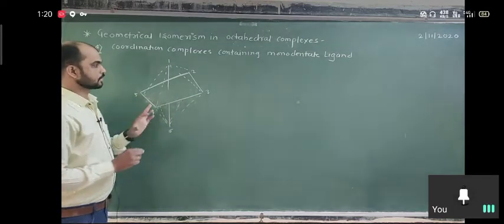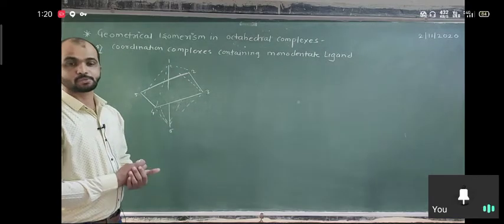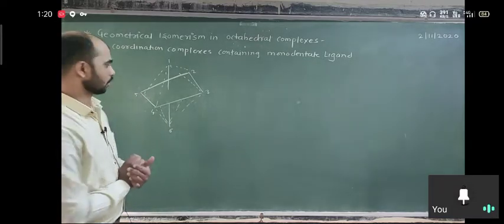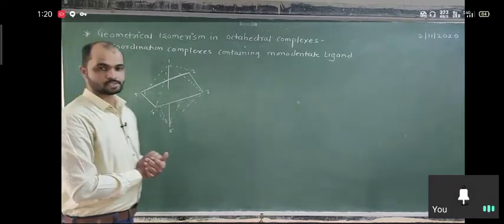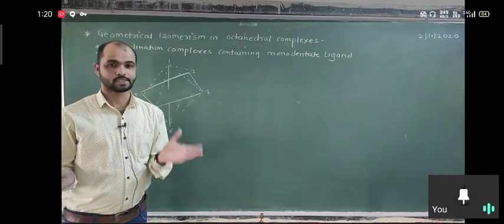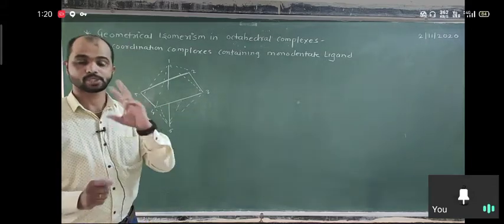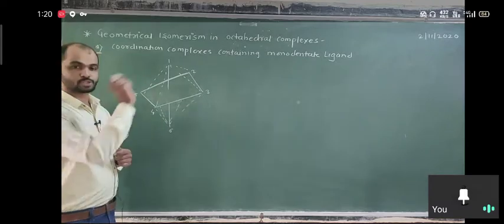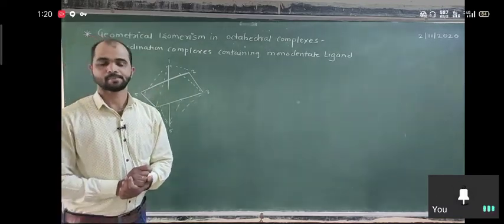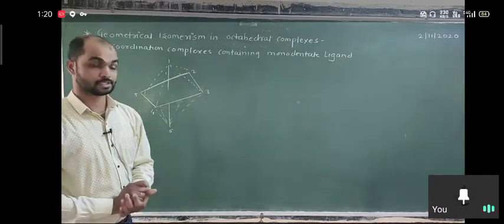Once you know the positions, you will easily relate which positions are cis to each other and which positions are trans to each other. You already know what cis is. Cis means if two similar groups lie adjacent to each other, we say it is the cis isomer or cis orientation. And when two similar groups lie opposite to each other, trans to each other at 180 degrees, that is the trans isomer. So 90 degrees and 180 degrees, this is very important.